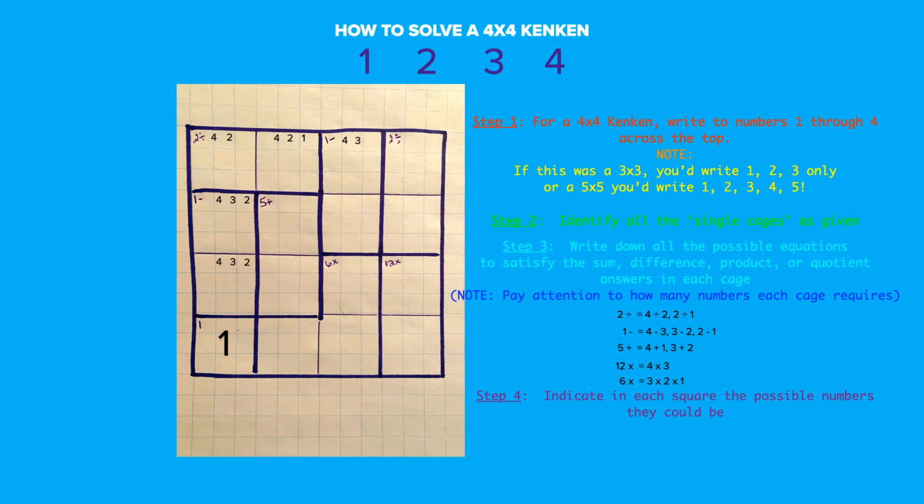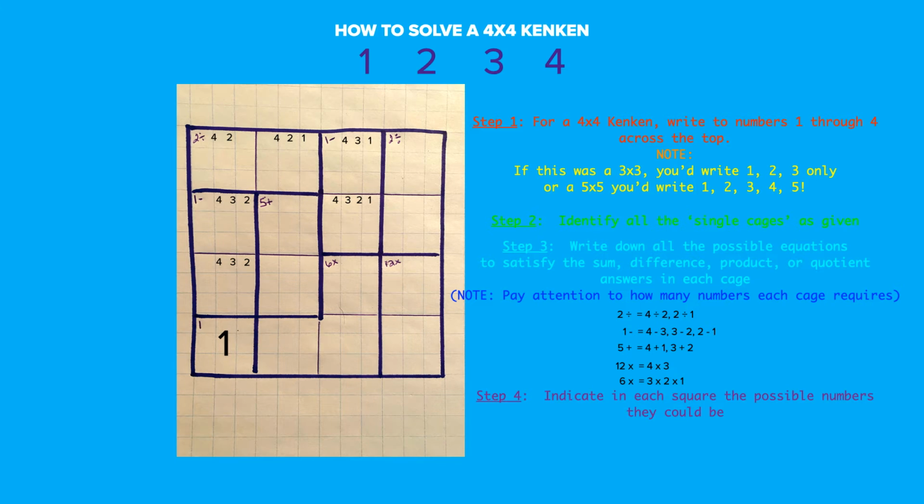So this one can have a 4, a 3, and a 1. It cannot have a 2 because the cage beside it is a horizontal cage and that one must have a 2 in either of those squares. So I know by process of elimination, the number 2 cannot be in that square. So these are the 3 possible numbers, although you can have all 4 numbers for the difference of 1. So the bottom square underneath it can have all 4 numbers.